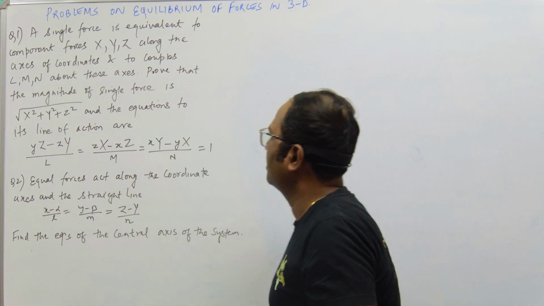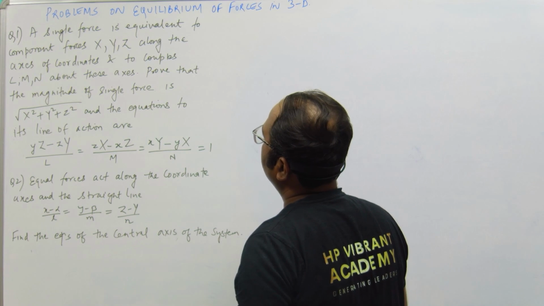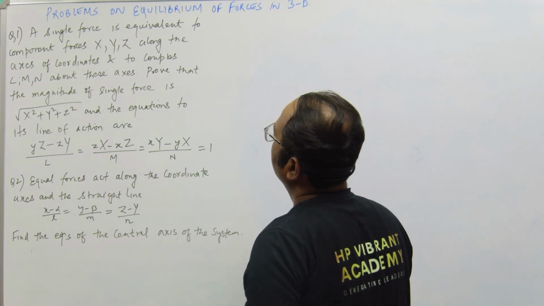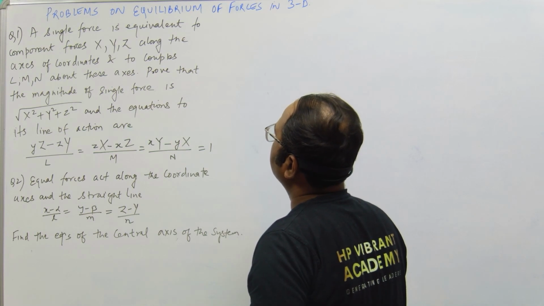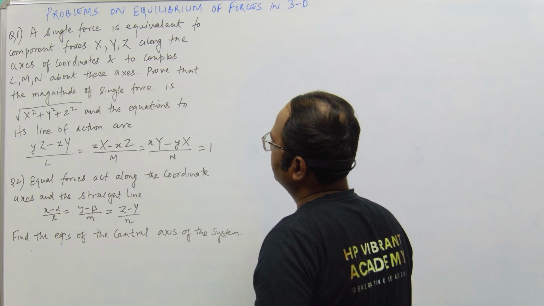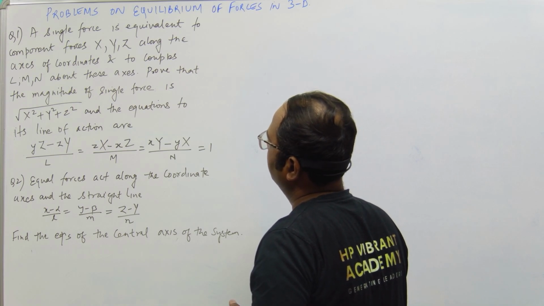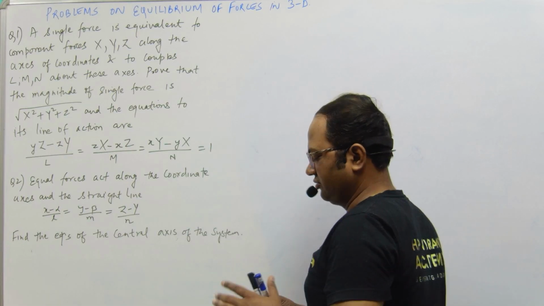Okay, so let us start discussing the problems. In question number 1, a single force is equivalent to component forces X, Y, Z along the axes of coordinates and two couples L, M, N about these axes. Prove that the magnitude of the single force is given by the square root of X squared plus Y squared plus Z squared, and the equations to its line of action are given by this particular expression. Okay, so let us solve this.